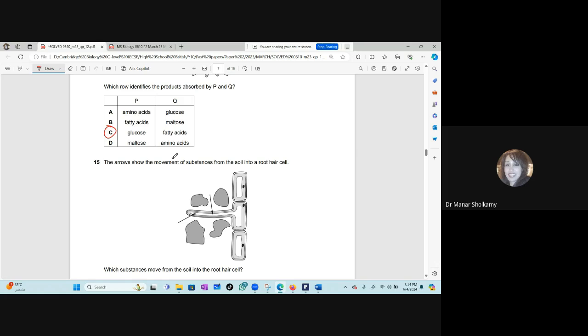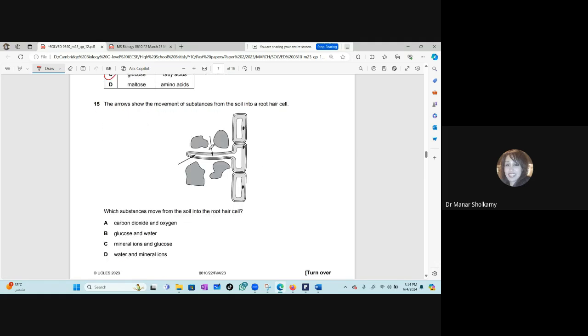The arrows show the movement of substances from the soil into a root hair cell. So you have here some arrows. Which substances move from the soil into the root hair cell? Carbon dioxide and oxygen, glucose and water, mineral ions and glucose, or water and mineral ions? Very obvious. D. Yes, water and mineral ions.